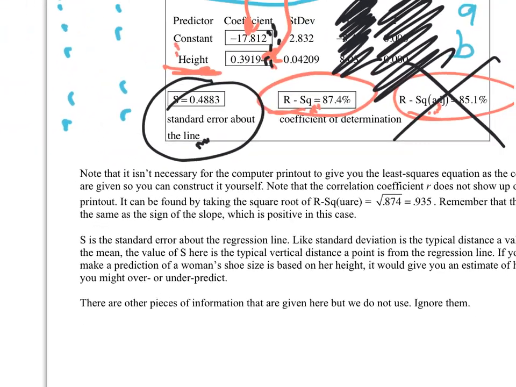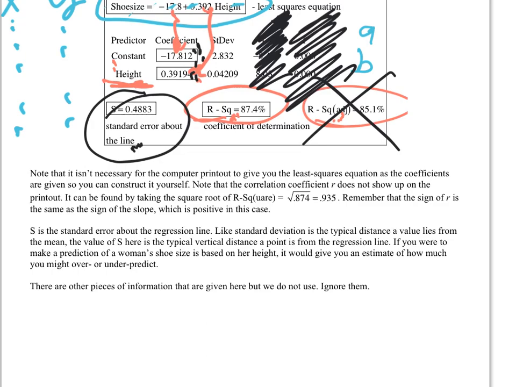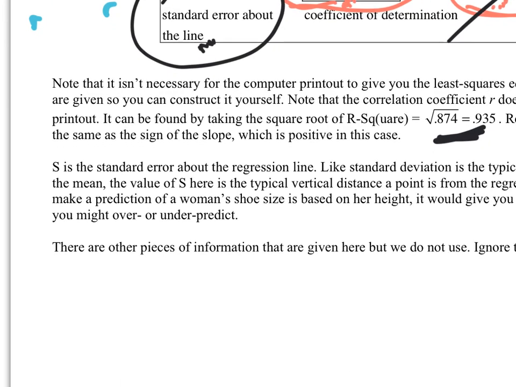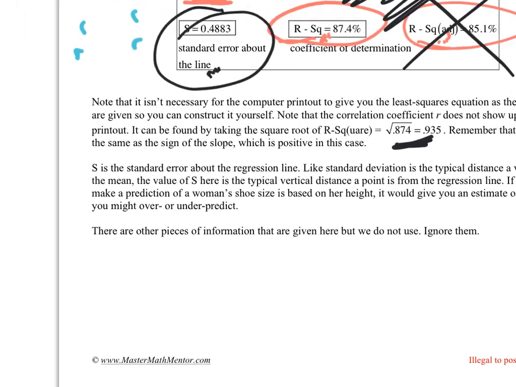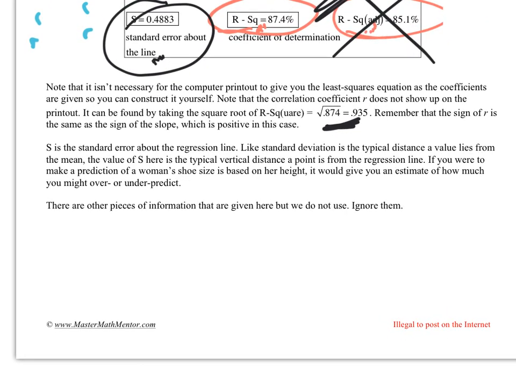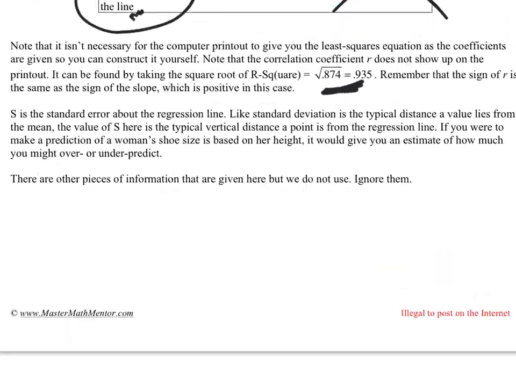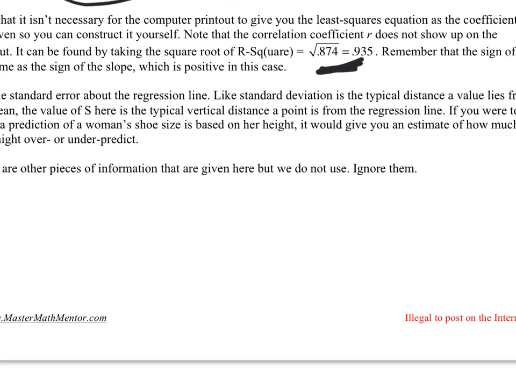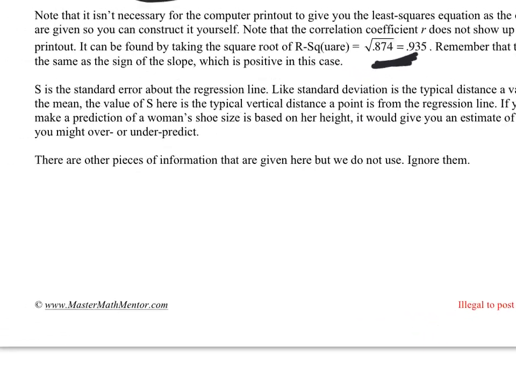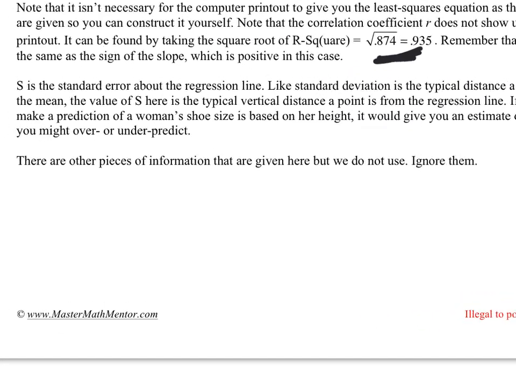If you want to read more about it, here's a nice paragraph talking about R coming from the square root of R squared. Go ahead and read me that paragraph. S is a standard error about the regression line. Unlike standard deviation, which is the typical distance a value lies from the mean, the value of S here is a typical vertical distance a point is from the regression line. If you were to make a prediction of a woman's shoe size based on her height, it would give you an estimate of how much you might be over or under the prediction.